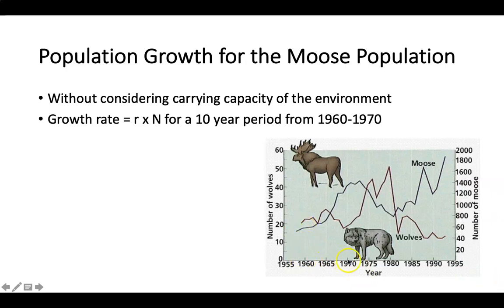So 1960 to 1970. The moose population is shown in purple here. We can see the population actually extends for about 40 years between 1955 and 1995.